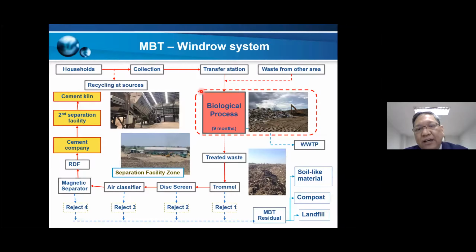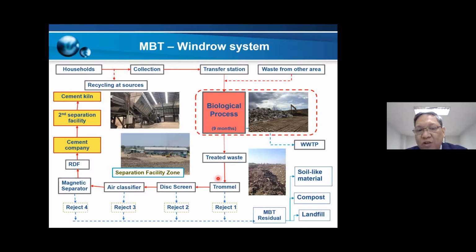The first part consists of the biological process. Actually, there are some debagging activities and homogenization of the waste just before this biological process. In the biological process, we pile up the waste into a windrow pile, and the maximum height is about 4 meters. So it's like a windrow composting approach, but the main goal is to stabilize the waste. After a long period of stabilization, the waste is recovered and then we can do physical separation.